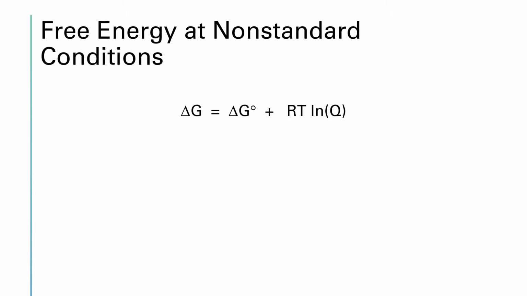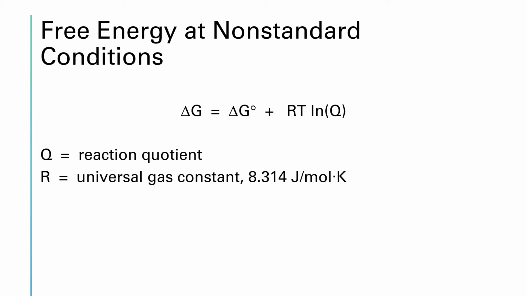Delta G is equal to delta G naught plus RT natural log of Q. All right, what are all these symbols? Q is our reaction quotient, right? It's the same form as the equilibrium constant, but we can use it at any time. It doesn't have to be at equilibrium. R is the universal gas law constant. I more often call this the ideal gas law constant.